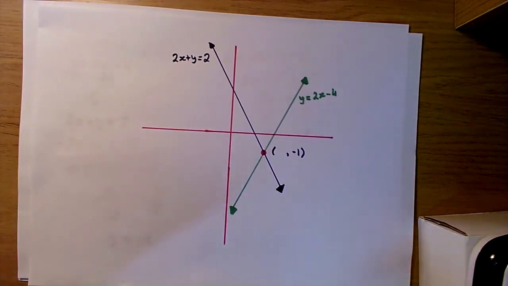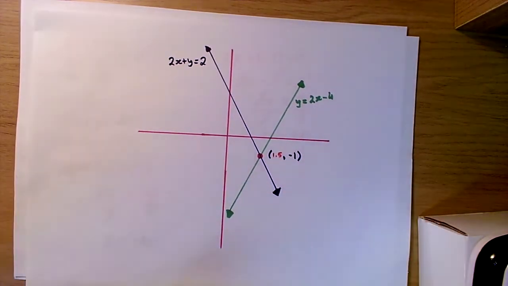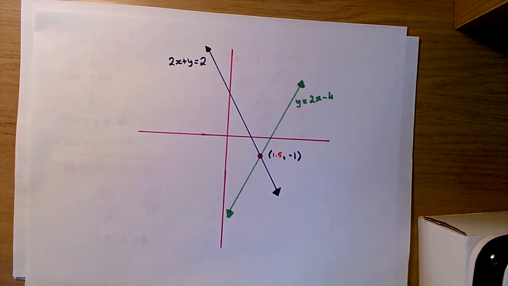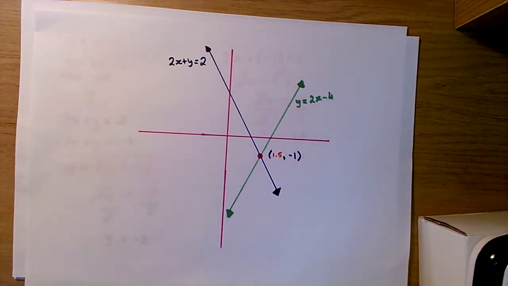Now if we refer back to this, what that tells us is that our x-coordinate is 1.5. So the point of intersection between our black line and our green line is actually (1.5, minus 1). And that's our problem solved. That's the solution to this.